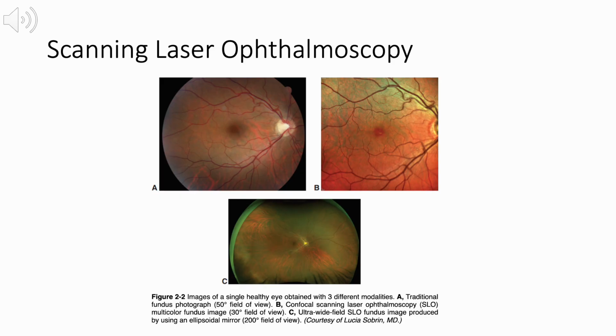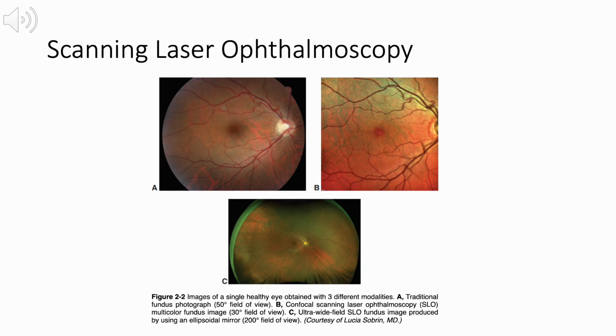To illustrate how scanning laser ophthalmoscopy compares with other imaging modalities, this slide presents images of the same healthy eye obtained using 3 different techniques. Together, these examples highlight differences in field of view, image construction, and clinical utility. Panel A shows a traditional color fundus photograph with a field of view of approximately 50 degrees. This image demonstrates natural color reproduction and clear visualization of the posterior pole, but is limited in peripheral coverage.